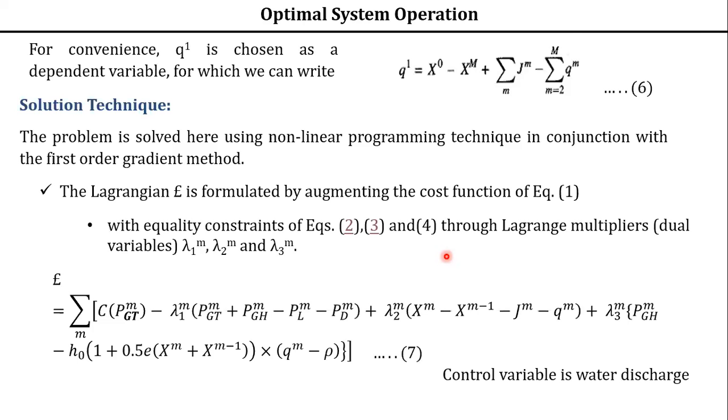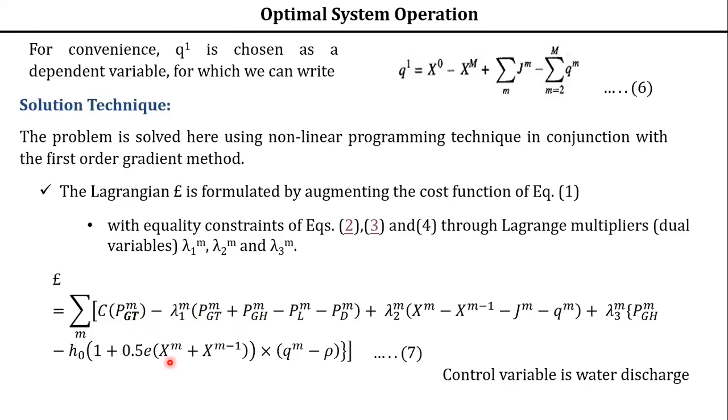Now in this equation, take the partial derivative of L. What are the dependent variables? PGT and PGH. Understood? PGT and PGH. And what is the other variable? X. I have already explained which are the dependent and which are the independent variables. So here the dependent variables are your real power generation due to thermal as well as hydro, and your x. X is what? Your storage of water in the reservoir.